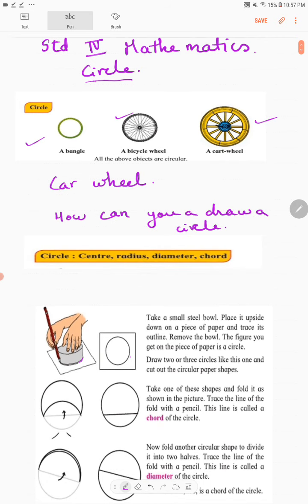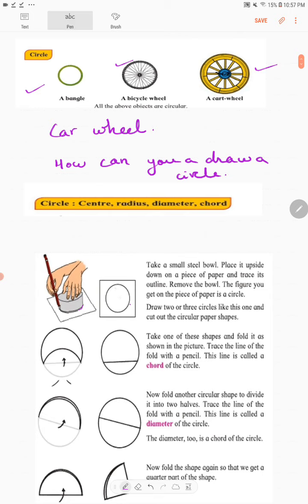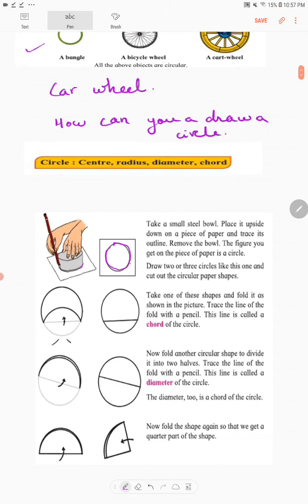Now, we will see some properties of the circle. Suppose I have a paper and I have drawn a circle and cut it out. If I fold a little bit of part of the circle and open it, this line is formed. When a line is drawn on a circle, a little bit on the lower side, at the edge of the circle, that is called the chord of the circle.